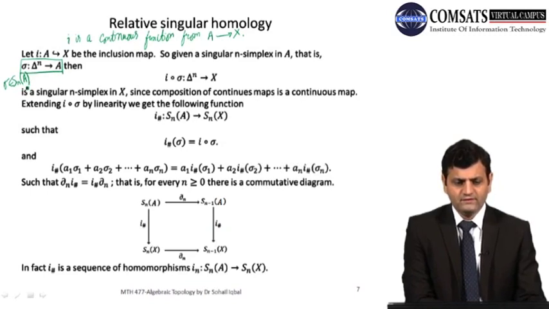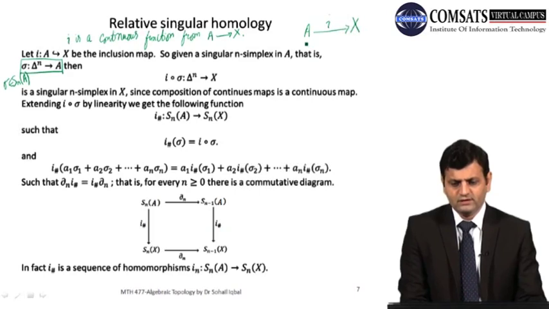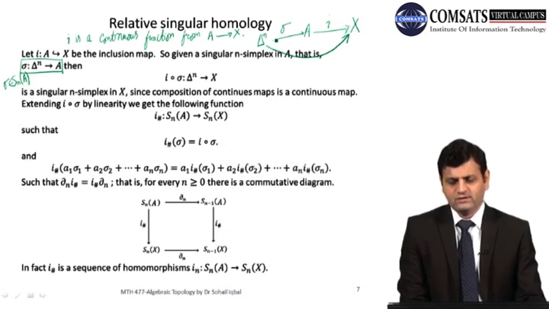Now if we have this element, and since we also have this continuous function I from A to X, we can say that this sigma, which is a continuous function from delta n to A, we can compose these two functions, and we say that there is a map from this delta n to X. In other words, there is a continuous function.